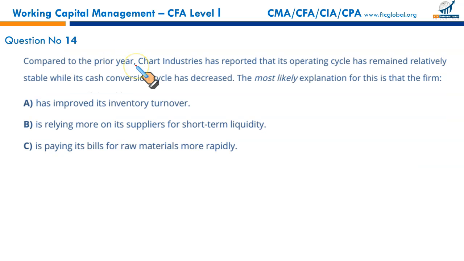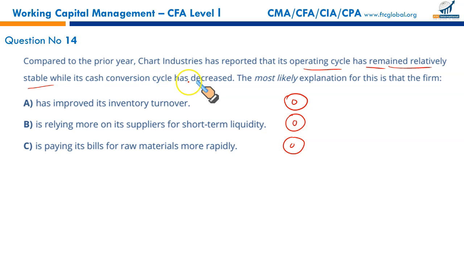Compared to the prior year, Chart Industry has reported that its operating cycle has remained relatively stable. Operating cycle has remained stable, let's say, in all these three options, while its cash conversion cycle has decreased. Your operating cycle is the same. Let's say represent it with this red color circle. This is your operating cycle and it is of the same size because it is relatively same in all these conditions. But it says that your cash conversion cycle has decreased.